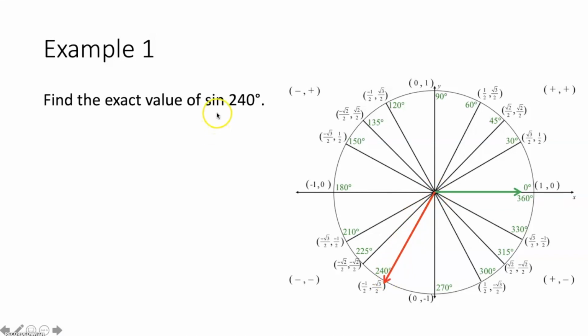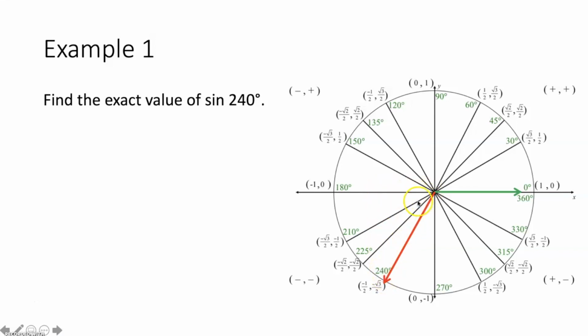Now, in order to evaluate sine of 240 degrees, we need to use right triangle trig, meaning we need a right triangle. So how do we form a right triangle here? Well, what we're going to do is we're going to go to the point on the unit circle at 240 degrees, and we're going to drop an altitude that is perpendicular to our x-axis, thereby creating a little right triangle here.